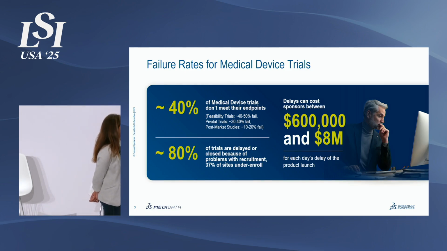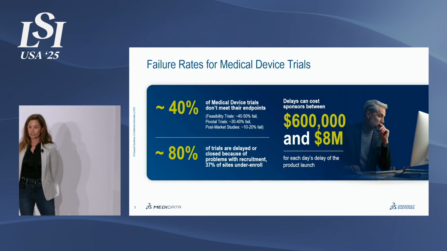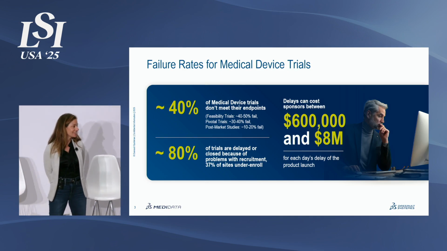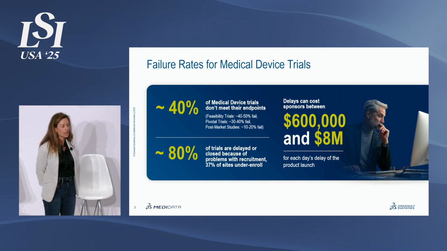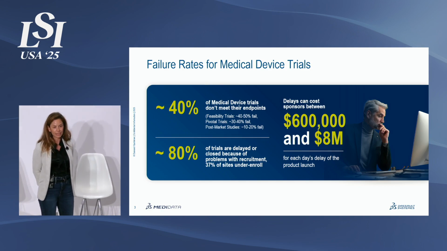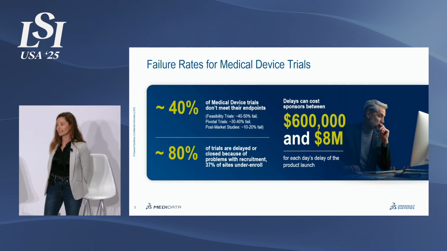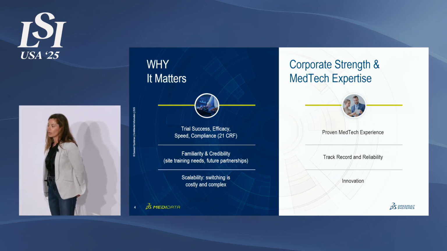80% of trials are not meeting enrollment, and that's because sites just cannot get to the enrollment targets that they have. And all of this together really just adds up to costs, right? Time and costs. So every day that you are delayed in your trial means you are not going to market. And when you're not going to market, you're burning cash.